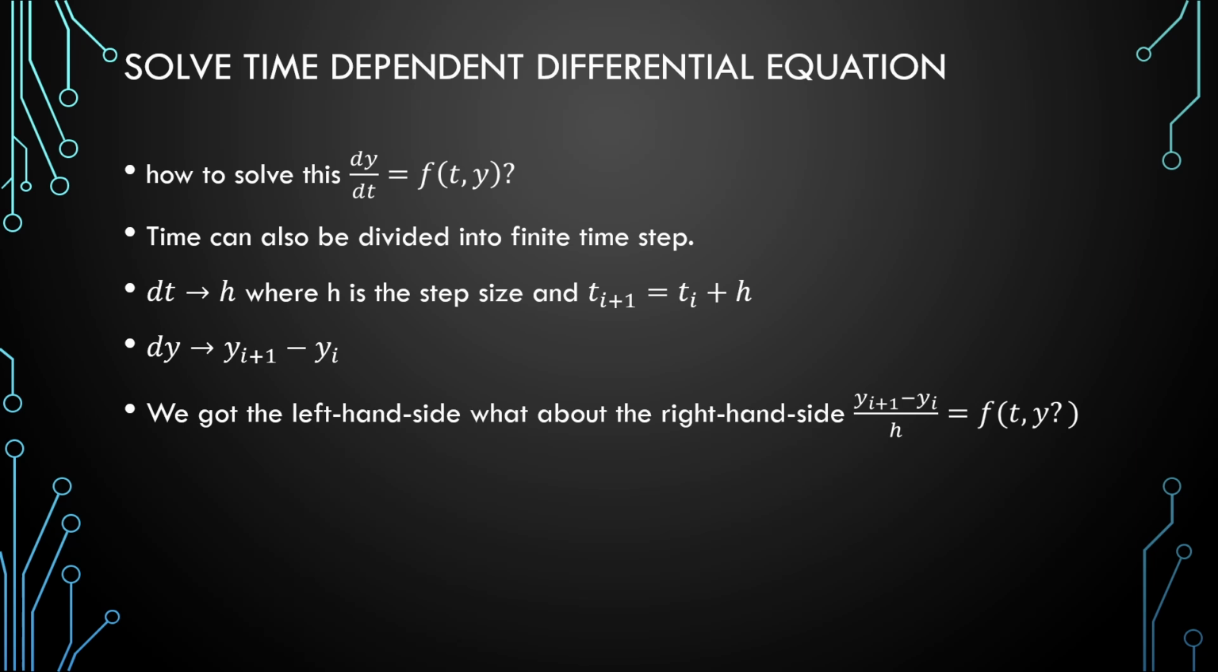How do we solve a differential equation like this, which is dy over dt equals some function f? Similar to space, we can also divide time into finite time steps. Now dt becomes h, where h is the step size between t i plus 1 and t i. And dy becomes y i plus 1 minus y i. So now we have the discretized left-hand side. Then how do we deal with the right-hand side, since we have y here?